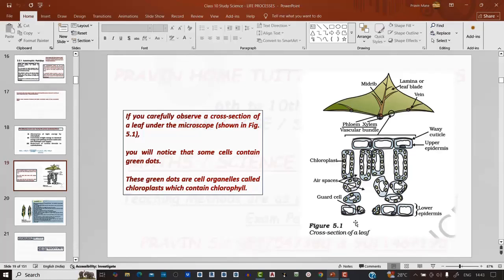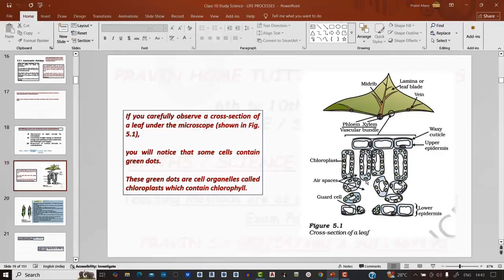Now, here a cross section of a leaf is shown, and here a zoomed section is taken and an enlarged section of this part is shown. Here you have some tissues: waxy cuticle, upper epidermis, lower epidermis, air spaces, guard cells, and see these dots. These dots are nothing but chloroplasts, and these chloroplasts contain chlorophyll, which is used during the process of photosynthesis by the plant.